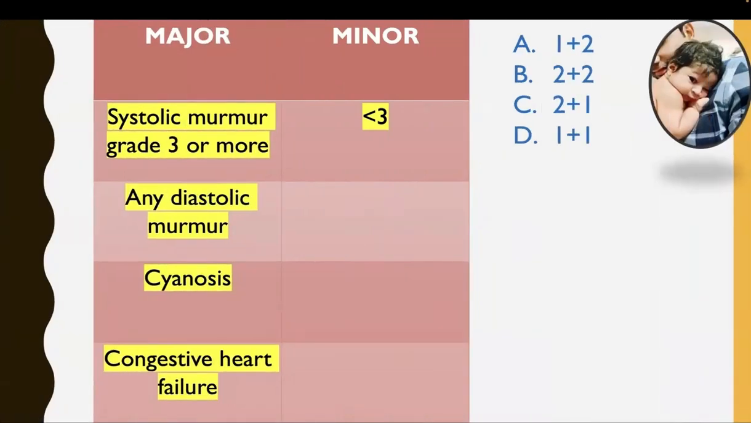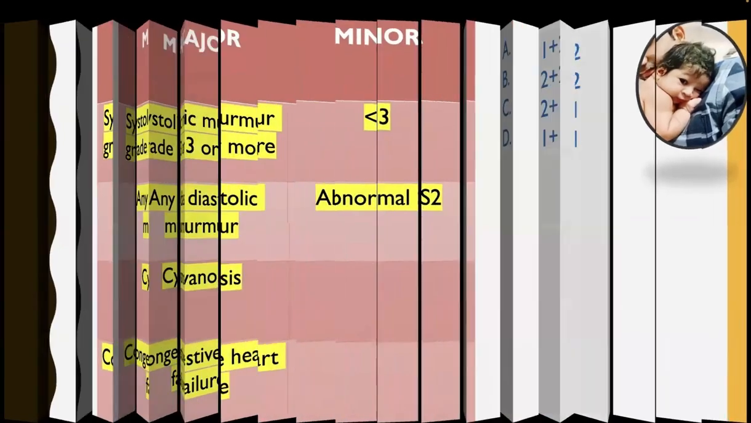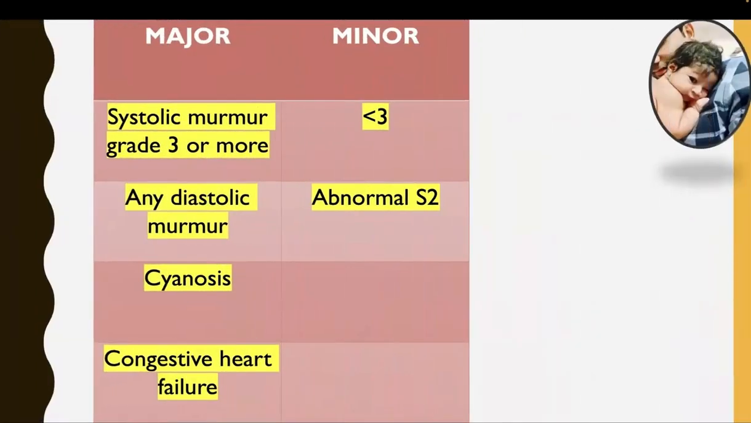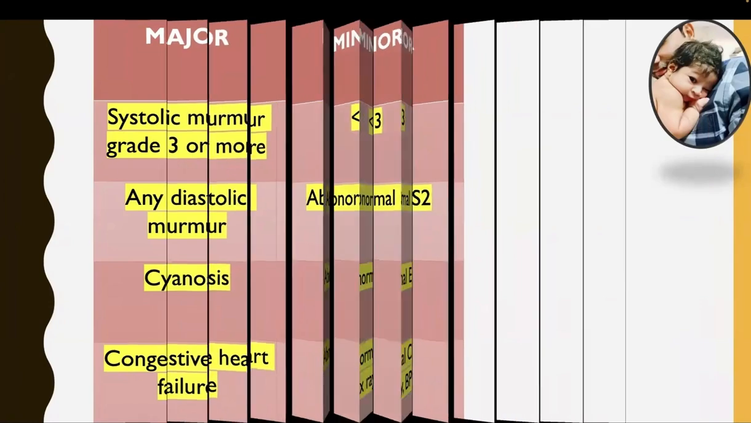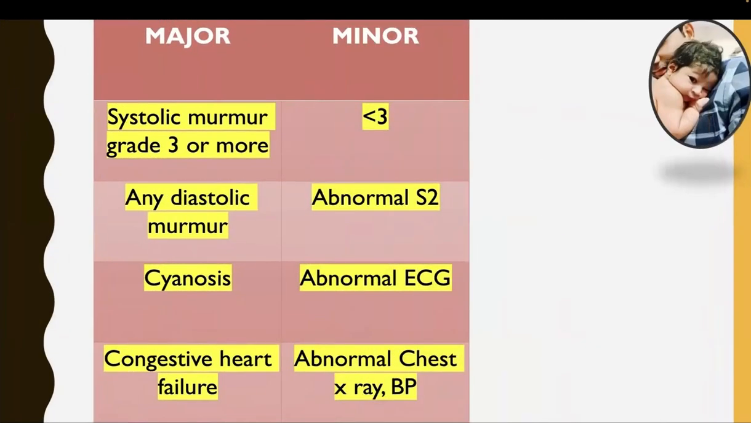What about the minor criteria? So, systolic murmur of grade less than 3, abnormal second heart sound. I hope you know that we have the S1 and S2. S1 is the first heart sound and S2 is the second heart sound. First heart sound is because of the closure of the mitral as well as tricuspid valve, whereas second heart sound is because of the closure of the aortic or pulmonary valves, that is A2 and P2.